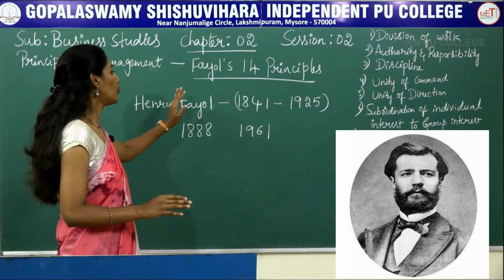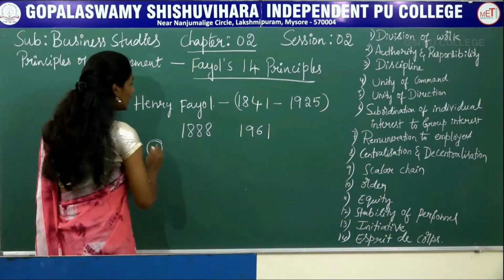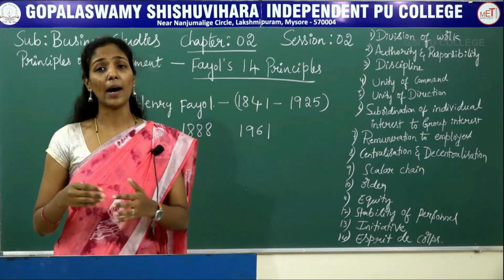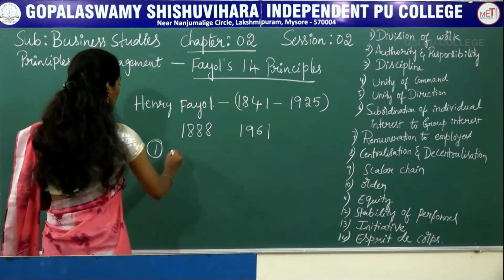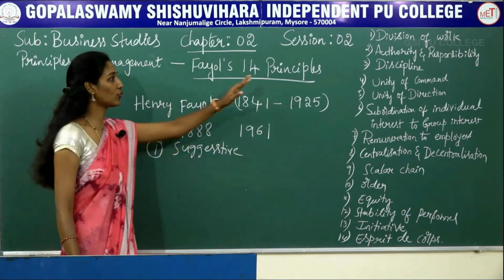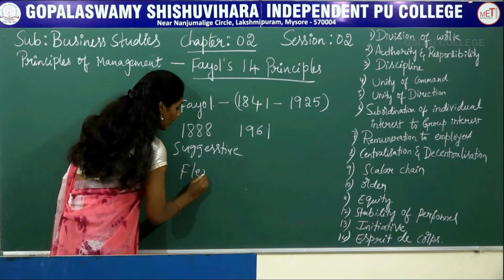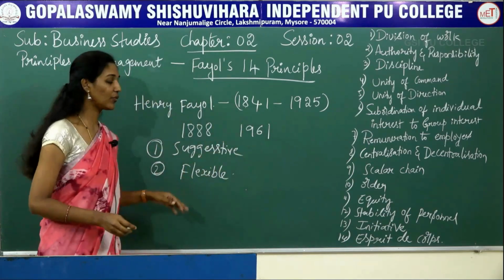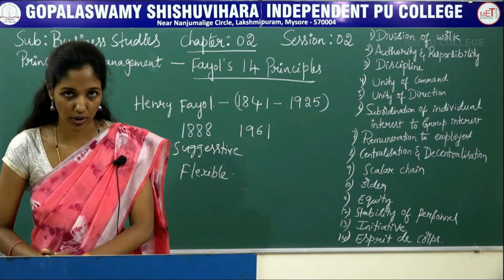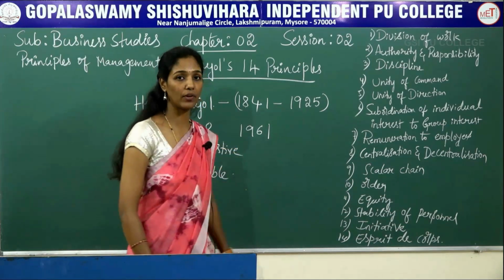While developing the 14 principles, Fayol kept two things in his mind. The first is that the list of principles should be suggestive so that we can easily apply them in most situations. The second is that management principles should be flexible so that we can easily change them according to the nature and requirement of the organization. Now let's see what principles of management he has given us.